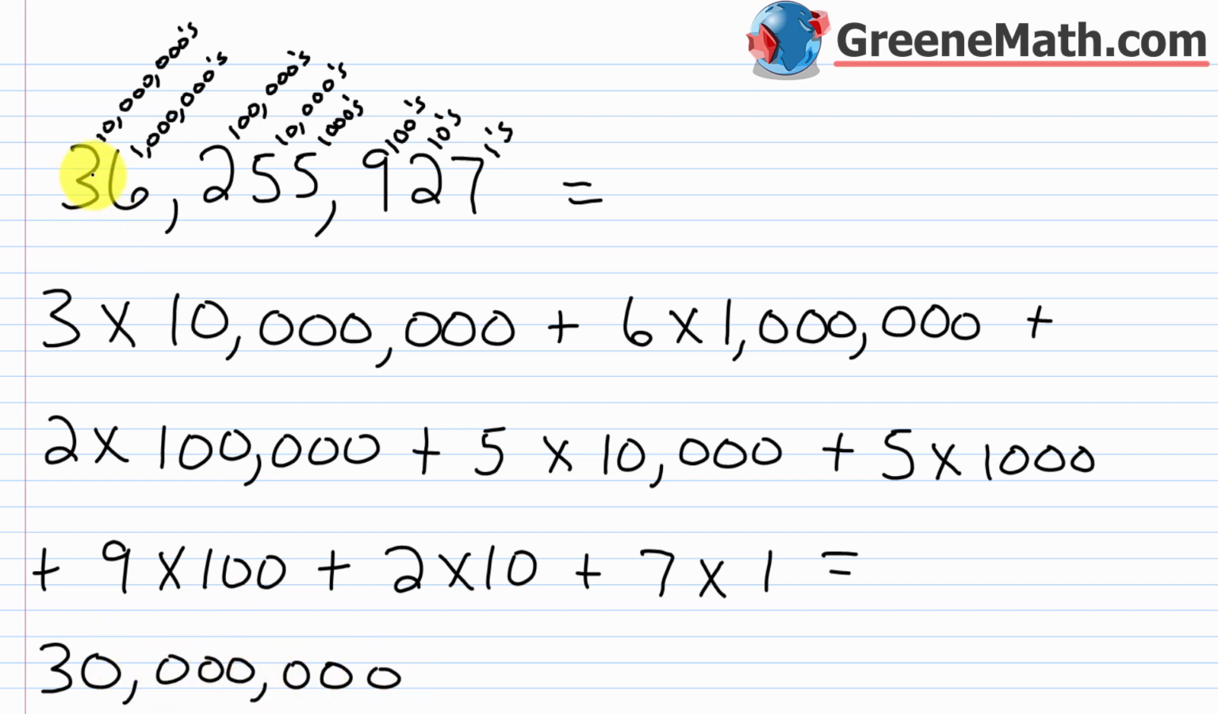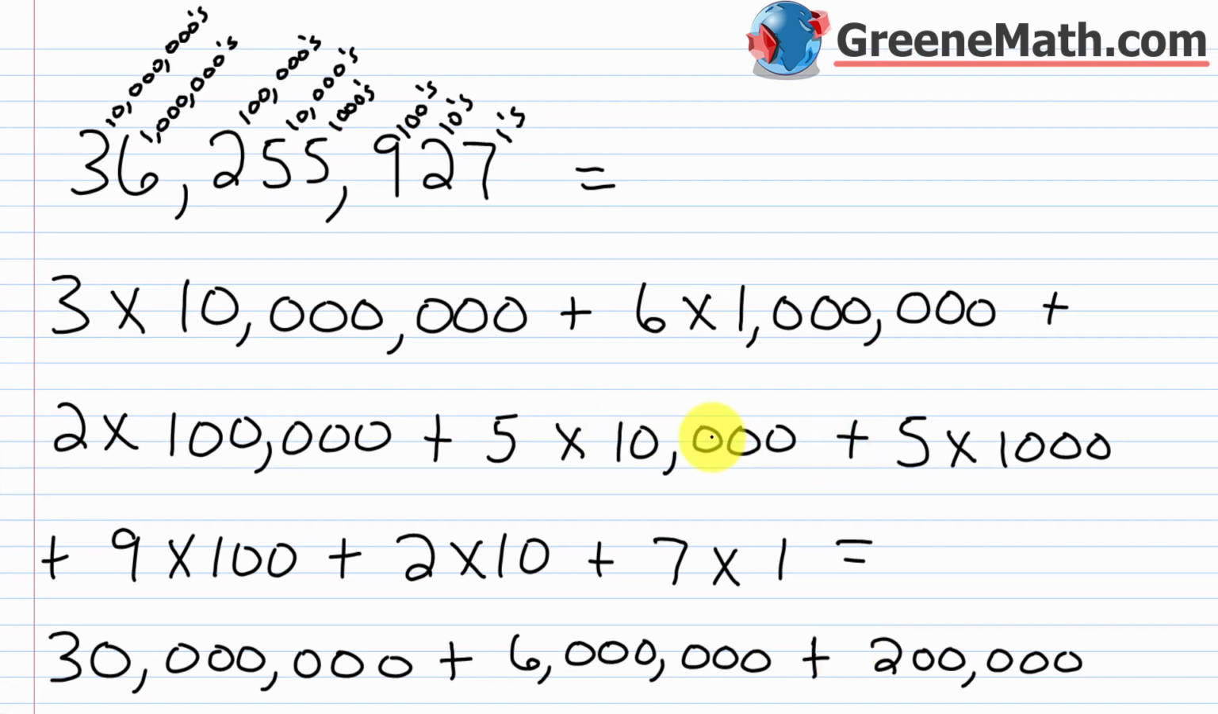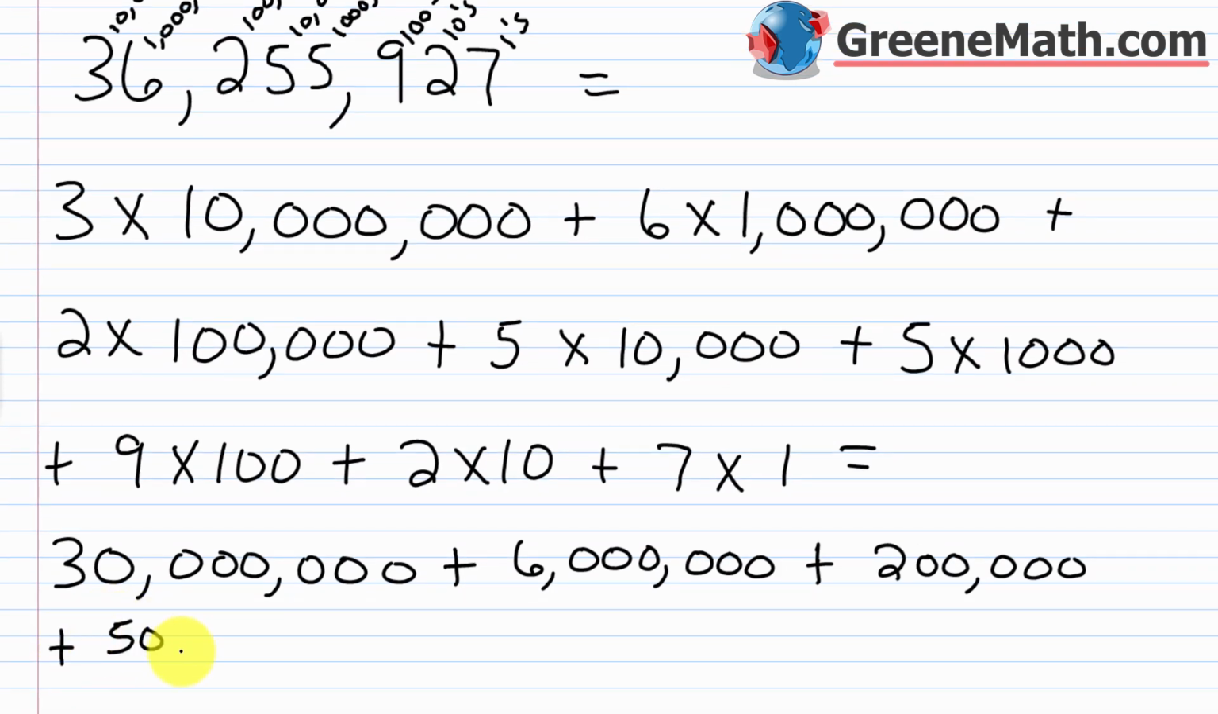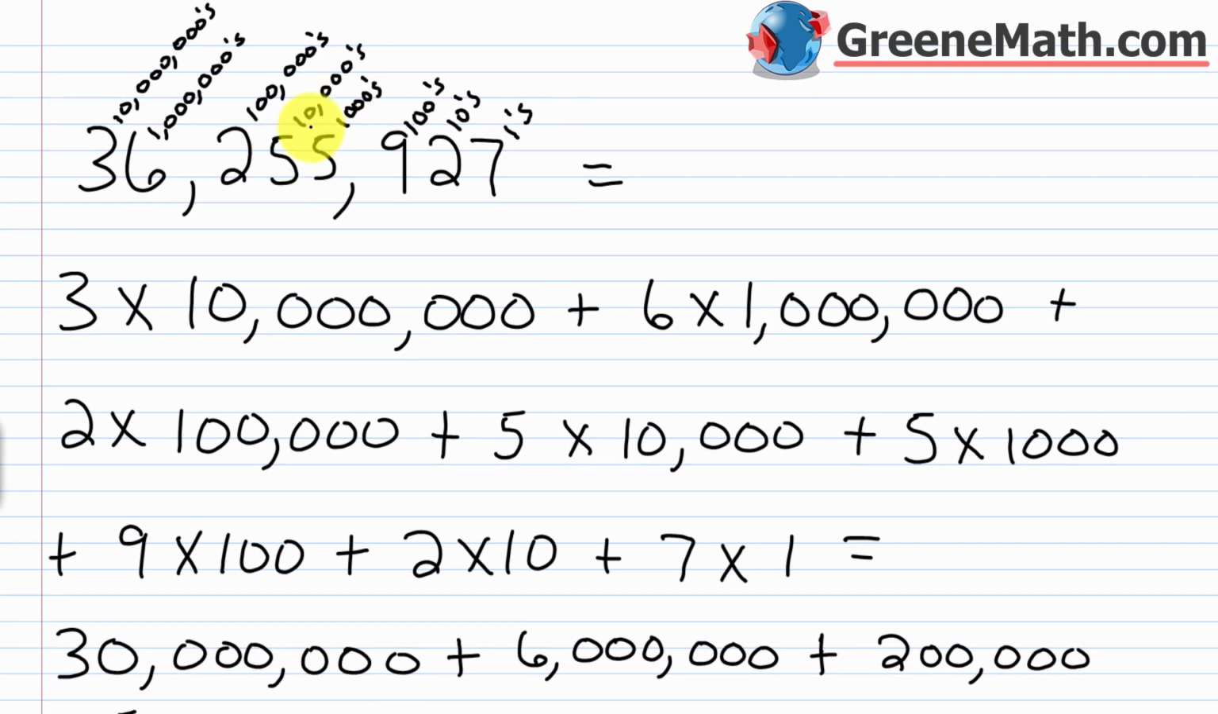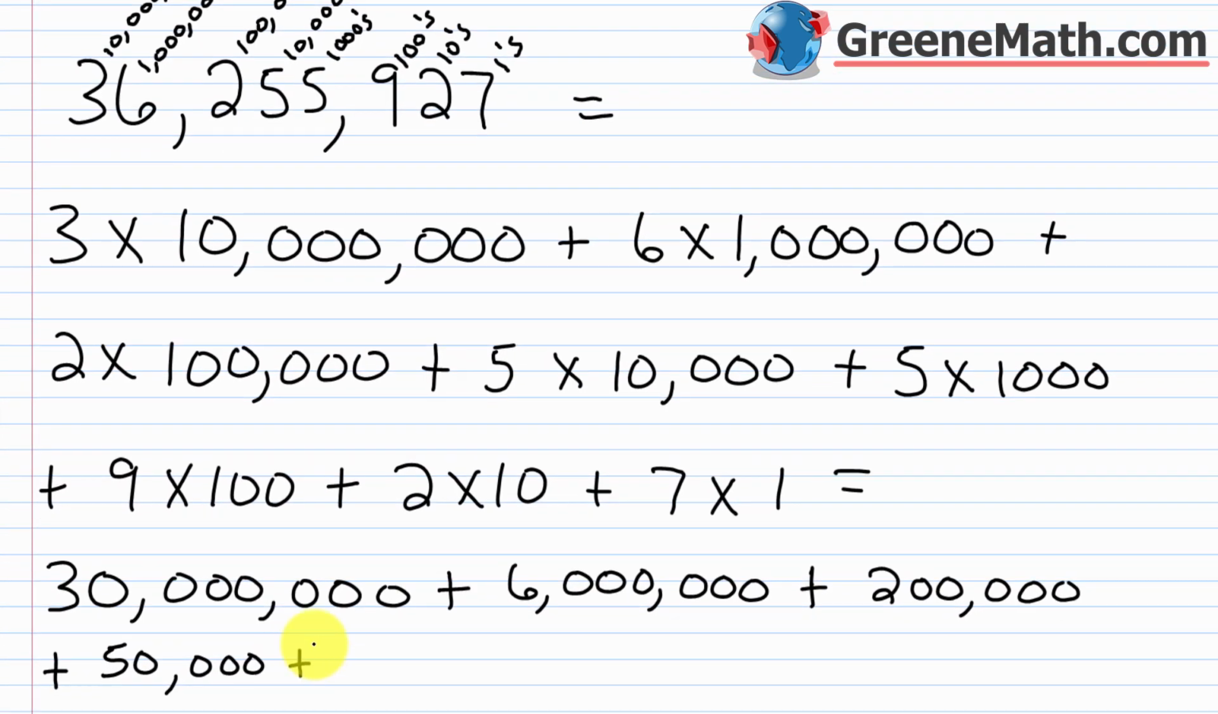And again, that's telling me that the value of this 3 here is 30 million. Then plus, we have 6 times 1 million, which is 6 million. So the value for this 6 is 6 million. Then plus, we have 2 times 100,000, or 200,000. The 2 is worth what? 200,000. Then next we have 5 times 10,000, so plus 50,000. So this 5 is 50,000. Then plus, we have 5 times 1,000, which is 5,000. So this 5 is a 5,000.